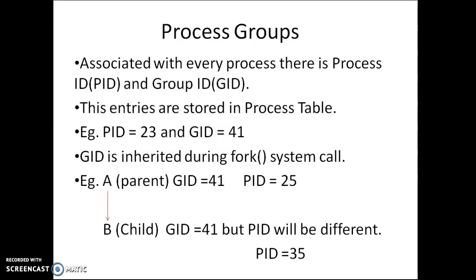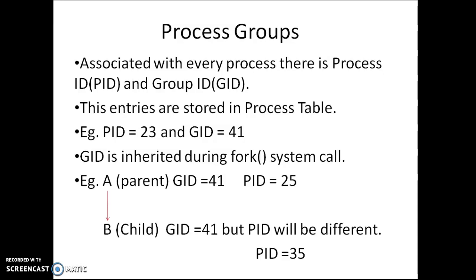That is, when the parent creates the child process, the child will get the same GID which the parent is having. Example, A is the parent, its GID is 41 and its PID is 25. A creates a child process B and B will inherit the group ID of the parent, that is 41, but the PID will be different, that is the PID is 35.